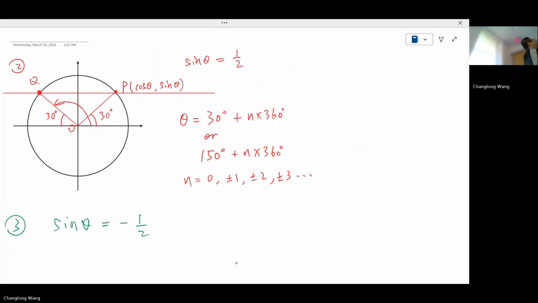So now the sine theta is the y coordinate of the point P. Now I want it to be negative 1/2 instead of positive 1/2. Where should the point P be located on the circle? So it'll be down there, right? And the way to draw it, make sure that you're getting the P reflected off from the x-axis. And guess what that angle has to be right here? Take a guess.